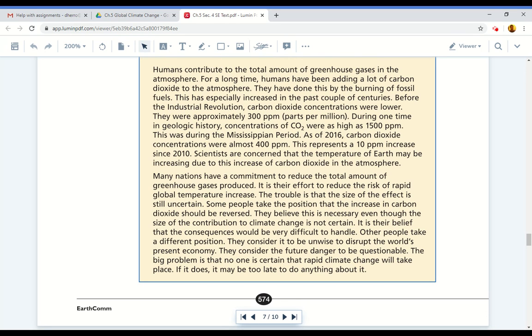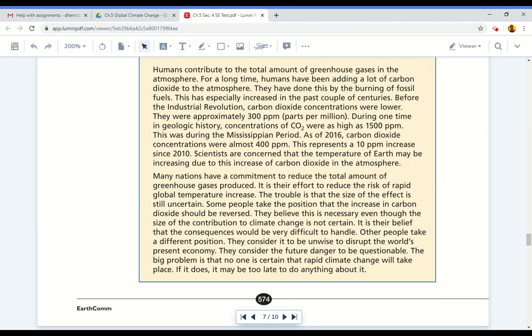Humans contribute to the total amount of greenhouse gases in the atmosphere. For a long time, humans have been adding a lot of carbon dioxide to the atmosphere. They have done this by burning of fossil fuels. This has especially increased in the past couple of centuries. Before the Industrial Revolution, carbon dioxide concentrations were lower. They were approximately 300 parts per million.